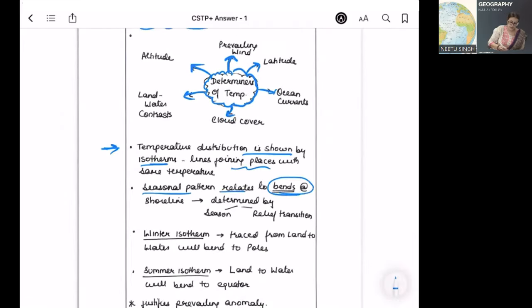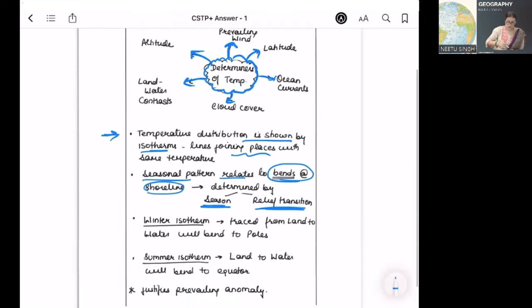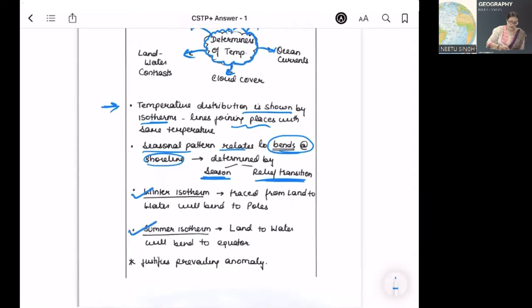Temperature distribution at shoreline, defined by season and relief transition. Precisely all of us take into consideration that relief transition, and what makes and breaks our answer is winter and summer isotherms. Once I have given that, I will be justifying the prevailing anomaly and my answer becomes super quality. I hope you are understanding. Framing of answer goes like this. And you are provided with such a frame for every answer, followed by the details of these points with the diagrams that are there. So it is basically ready-made notes that you are getting, which you can certainly add on to your perspective and understanding to further improve your answer writing. That is how it goes, right?